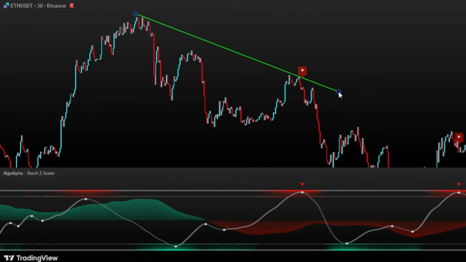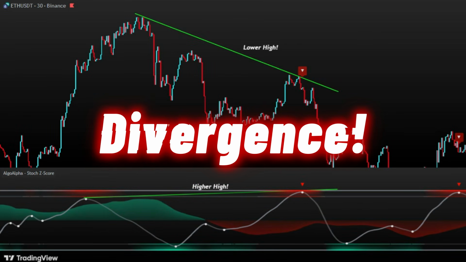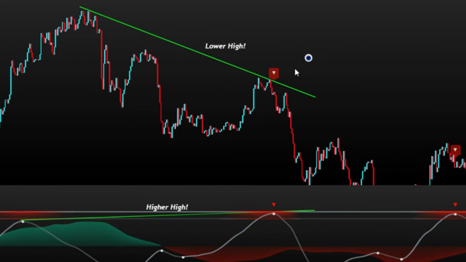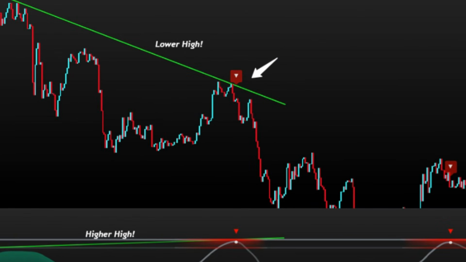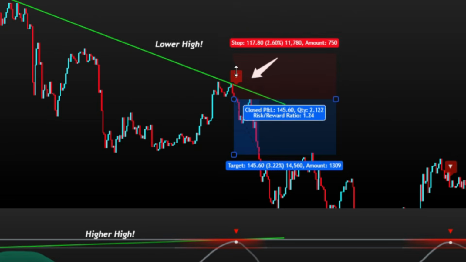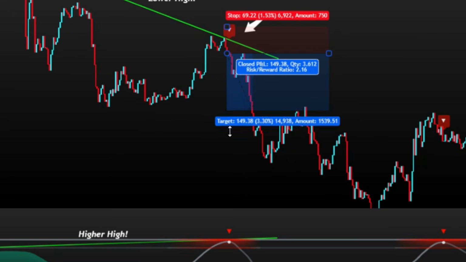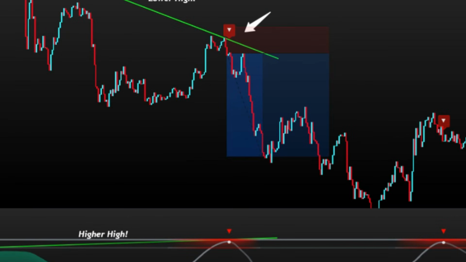Here's another example. We've got a lower high forming on the chart, which normally means there is a bearish trend. But the oscillator is telling a completely different story. It's making a higher high. That's a clear case of divergence. No doubt about it. Then comes the red arrow on the chart, our sell signal, confirming the divergence just perfectly. So at that point, we can open a short trade right at the reversal candle.